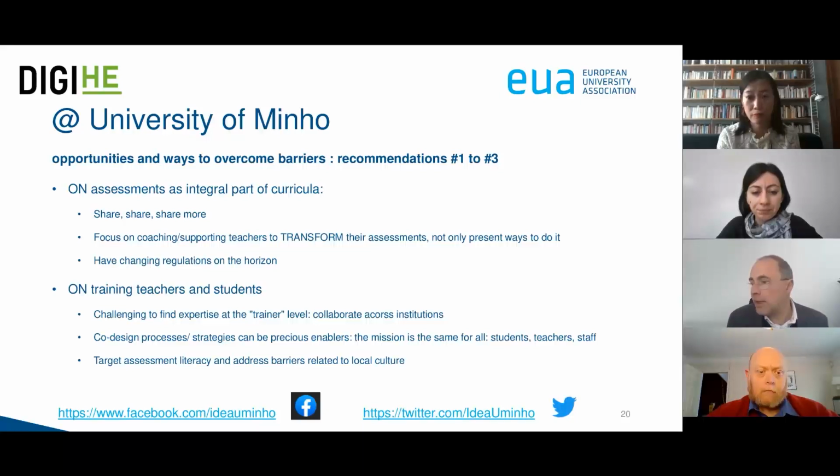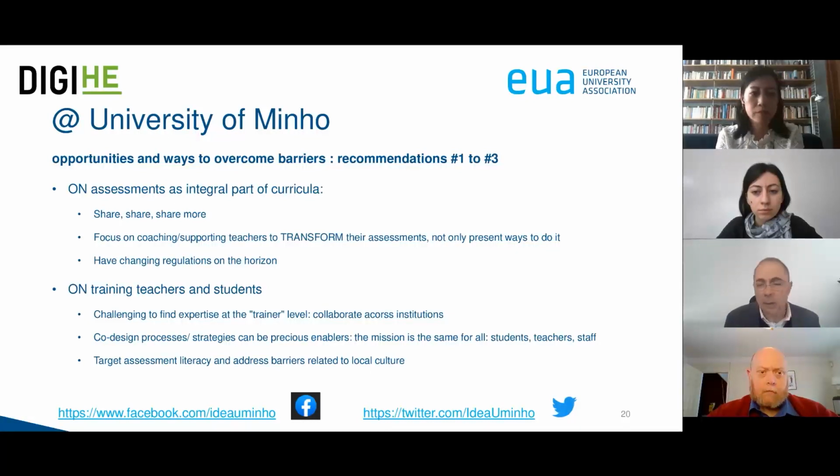On the last recommendation, training teachers and students. One of the things that was very important for us was that we quickly found out that within the University of Minho, there was not the place where we have expertise in teacher training in all the areas that we need. So this interinstitutional way of acting was very critical for us: finding peer universities and institutions that are able to work with us and exchange trainers and training, so that we can do it in a more complete and consolidated way.